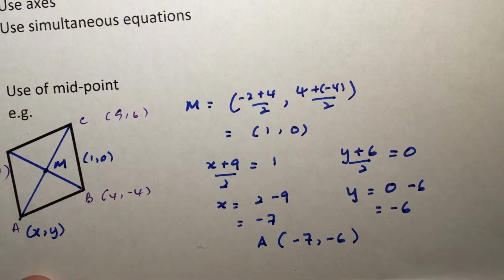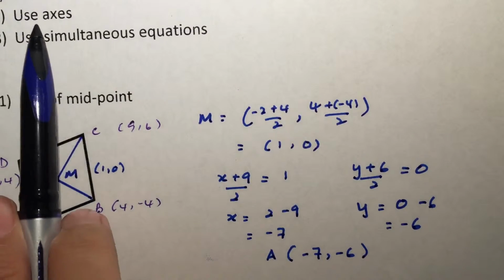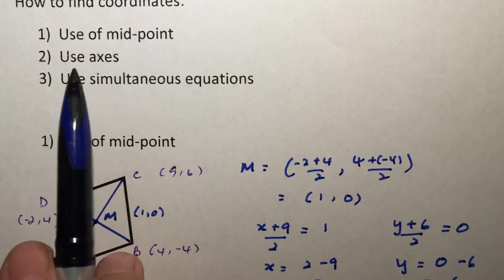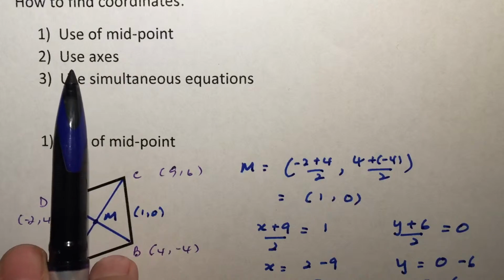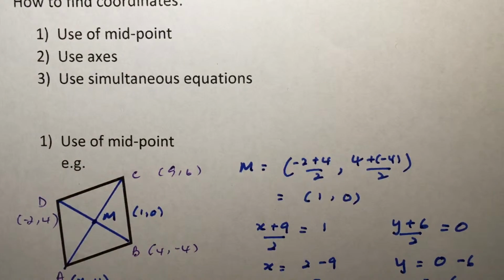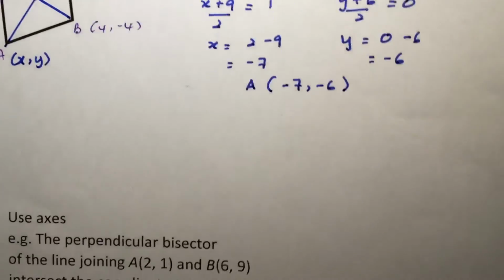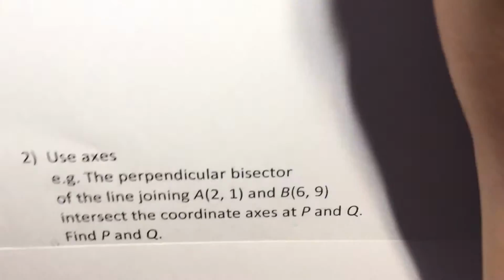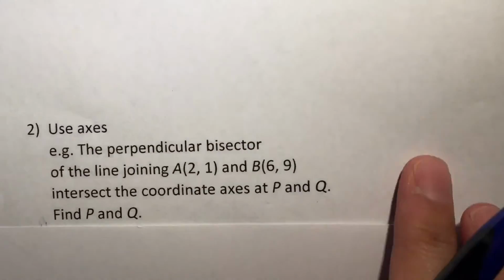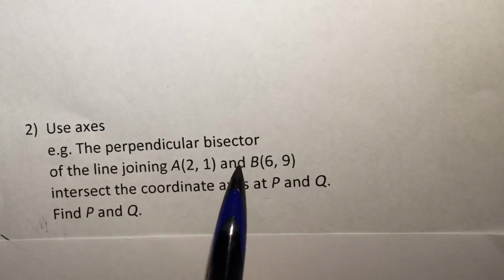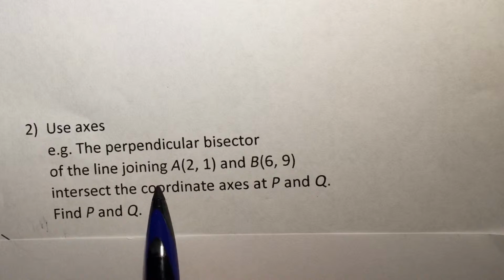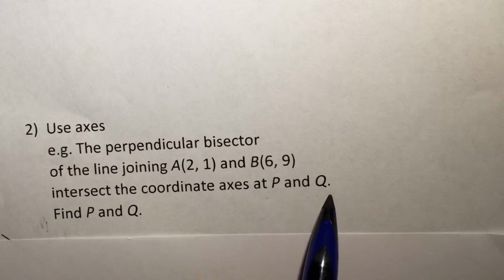Now, how about if we are asked to find coordinates using the axes? What kind of question would that be? It may be a question like this. They have already told us that the perpendicular bisector of the line joining A and B intersects the coordinate axes at P and Q.